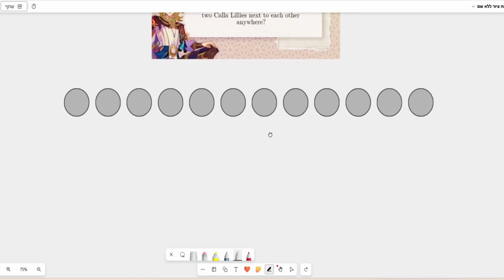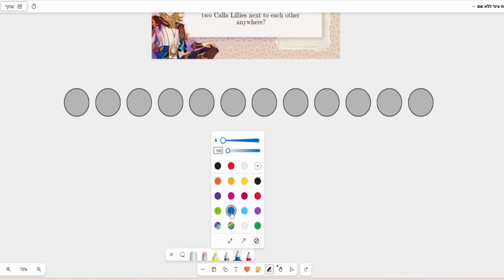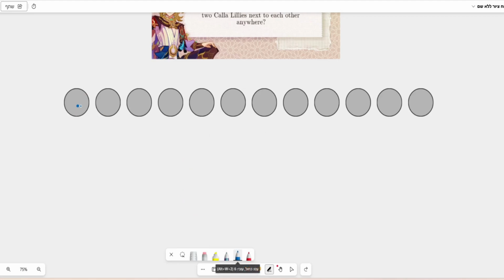First of all, we have the 7 white flowers, right? Oh, maybe I'll do like galaxy white. Oh, this is cool. I'll do it in blue so we can actually see. Alright, so I have 7 blue flowers. Alright, let's just color these in randomly.